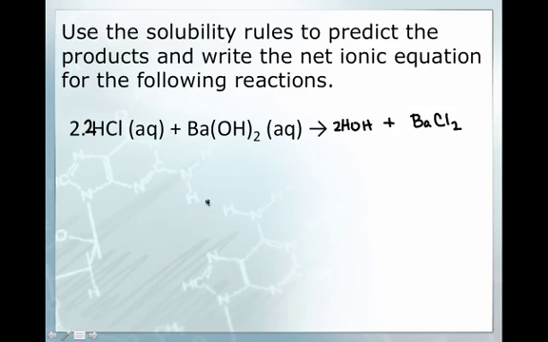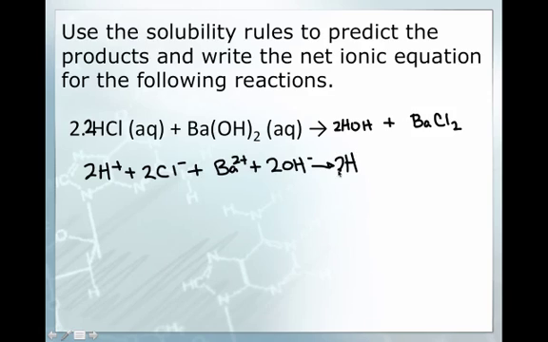Alright, let's check the net ionic equation. Complete ionics, let's break apart everything that's aqueous. I get 2 hydrogen ions, 2 chloride ions, 1 barium 2+, and 2 hydroxides. That's my reactants. Water doesn't get to break apart because it is molecular. So there's my hydroxide bound up with the hydrogen. We don't get to cancel those out.